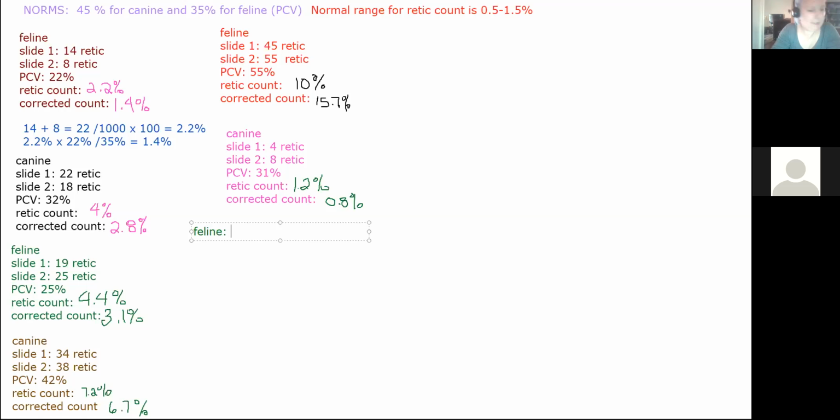Let's do another cat. This one, do we just 4, 8, 15. Oh, I like them all to look the same. Slide 1, 15 retics. Slide 2 is 5 retics. PCV is 34. So the retic count and the corrected count.